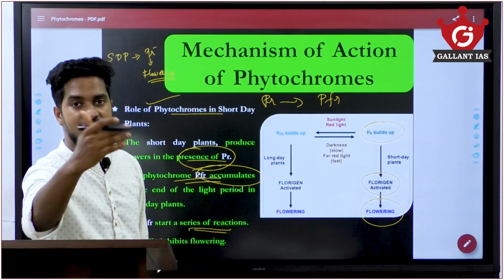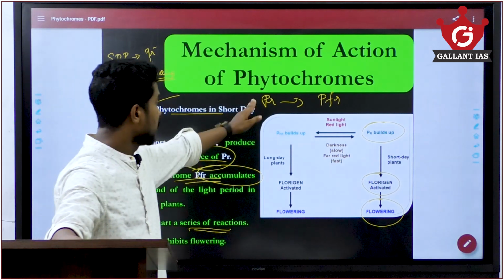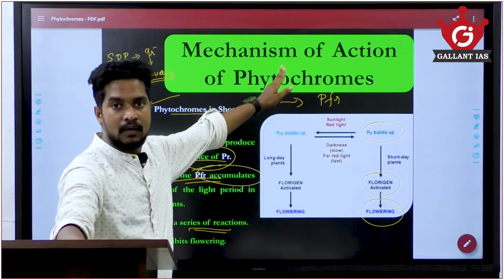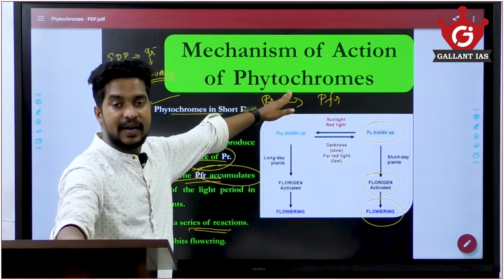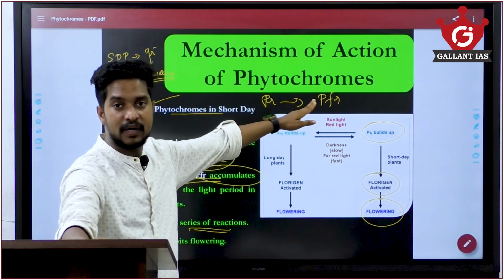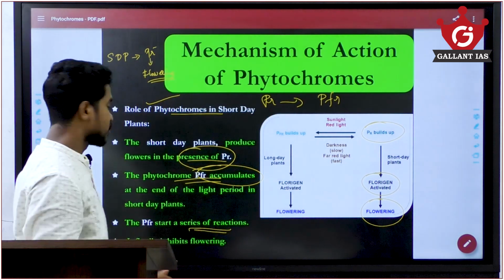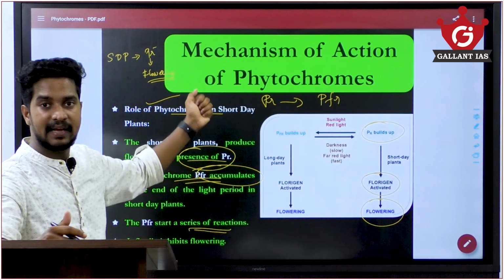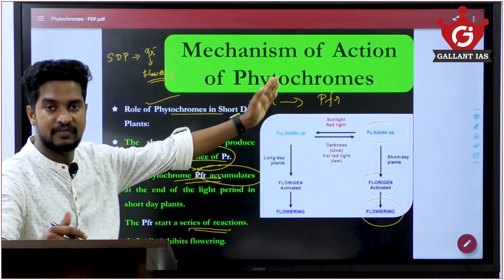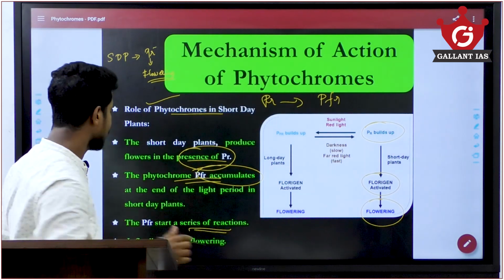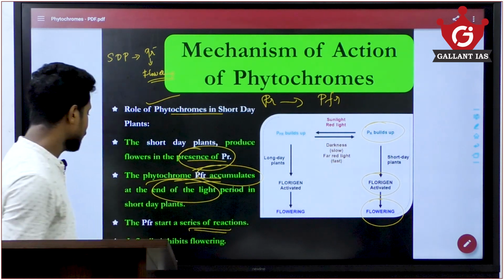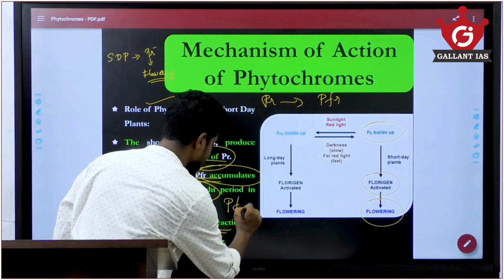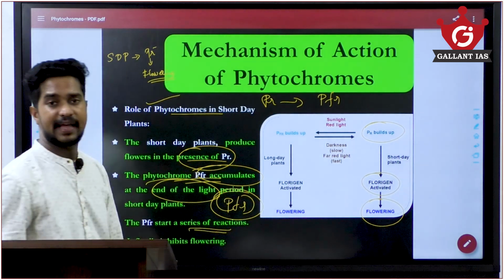Okay, during the daytime, or when there is light available, PR absorbs red light and it is converted into PFR form. So whenever there is light, the PR is converted into PFR form. Okay, so at the end of the light period in short day plants, PFR is accumulated there.